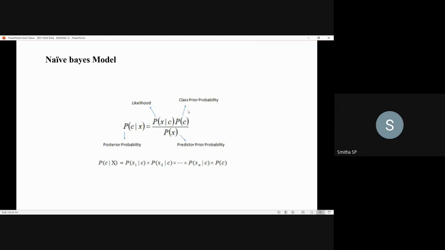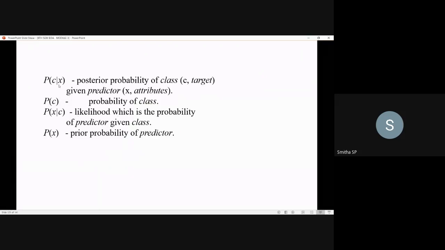Next, P of C is nothing but the prior probability of the class. You will compute this. How to calculate this prior probability, we'll see in later slides. Next, P of X, we call this term the prior probability of a predictor. P of C is the prior probability of a class, and P of X is the prior probability of a predictor. So this is the formula you will make use of to compute the probabilities using naive Bayes analysis.